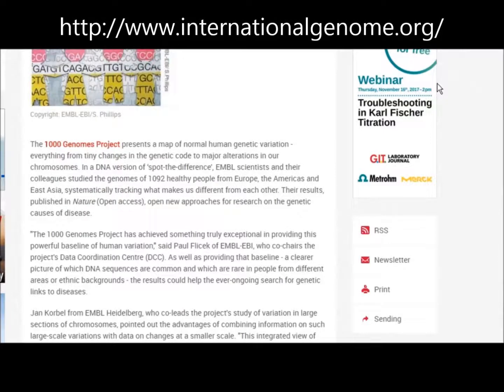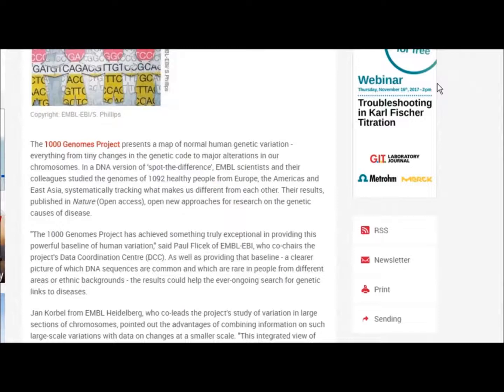The 1000 Genomes Project presents a map of the normal human genetic variation, everything from tiny changes in the genetic code to major alterations in our chromosomes. Okay, this is from the 1000 Genomes Project announcement.